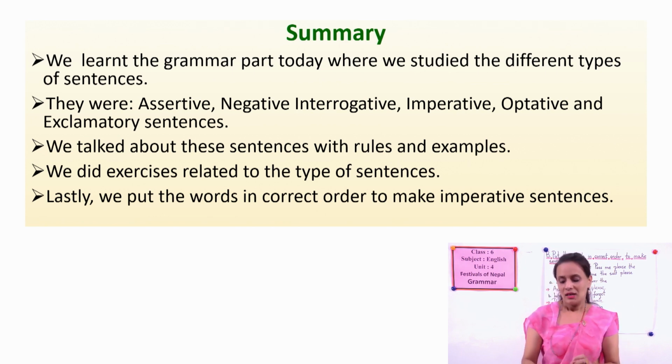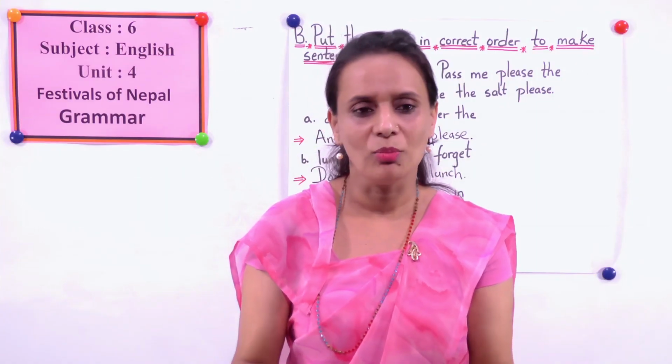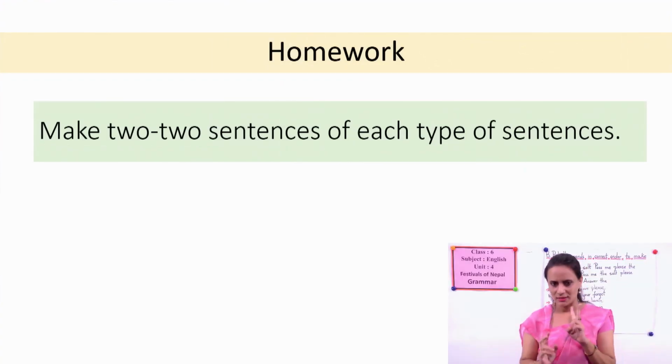Okay? Now, at the end of the class, I'm going to give you the homework. Let's see it. Homework. Make two sentences of each type of sentences. We did six types of sentences, isn't it? Now, you have to make two sentences of each type of sentences. Okay?